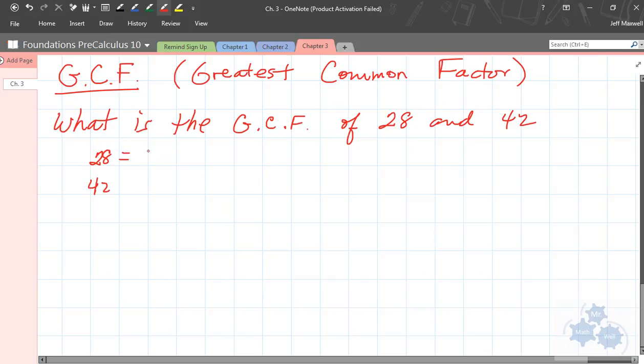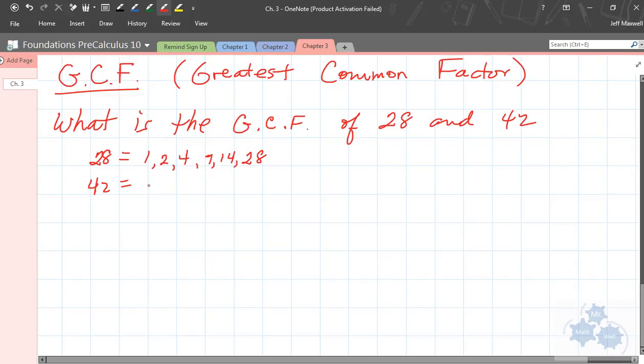And they are 1 and 28, 2 and 14. Can we divide 28 by 3? No. By 4? Yep. 4 and 7. And 5 or 6? No. So here's our list of factors. Now this is not prime factors, right? Not prime factors, but they are factors.